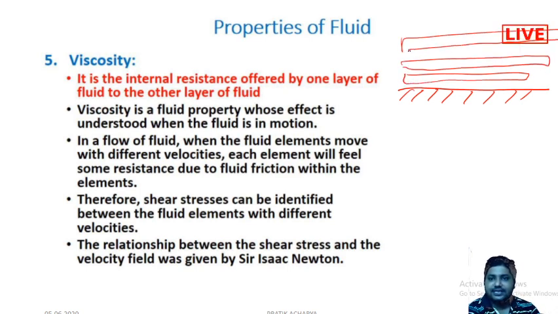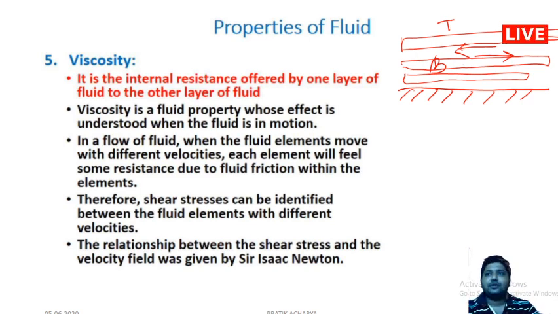So one layer's velocity is greater than another layer's velocity. Suppose this is the top layer and this is the bottom layer. So this top layer tries to drag this bottom layer in the flowing direction, but as this bottom layer has less velocity, it tries to retard the motion of the top layer. So as a consequence, what will happen? A shear force will be developed in between these two layers. That shear force or shear stress is going to be generated due to the viscosity effect, and the fluid is in a dynamic condition. These are the two things. So viscosity is the fluid property whose effect will be understood when the fluid is coming under the dynamic condition only.